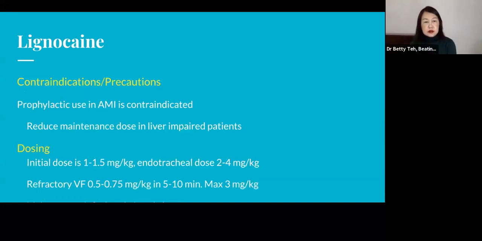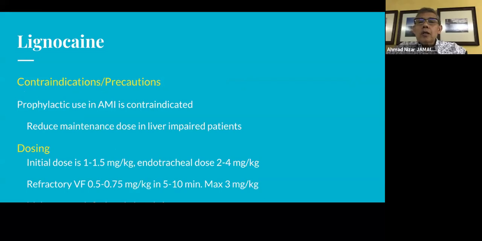Now, it is probably not advisable as a prophylactic use in acute myocardial infarction these days because it raises the defibrillation threshold. And if patients were to go to VF, you might find difficulty reverting them to sinus rhythm. You need to reduce the maintenance dose in liver impaired patients because lignocaine has quite a narrow therapeutic window as well. The doses are 1 to 1.5 milligram per kilogram. So in a 70 kilogram person, you need 70 milligrams.